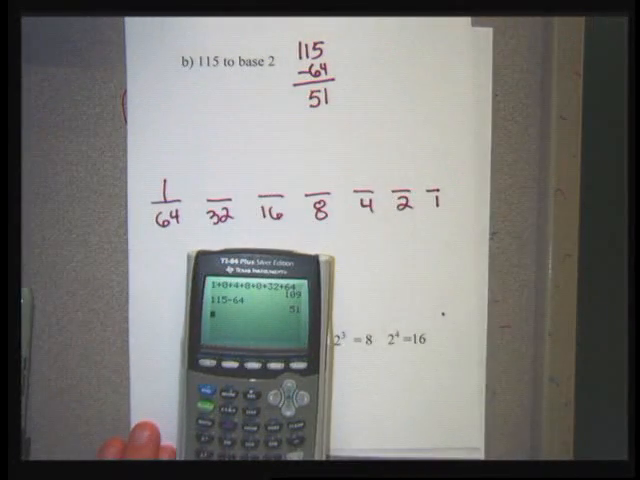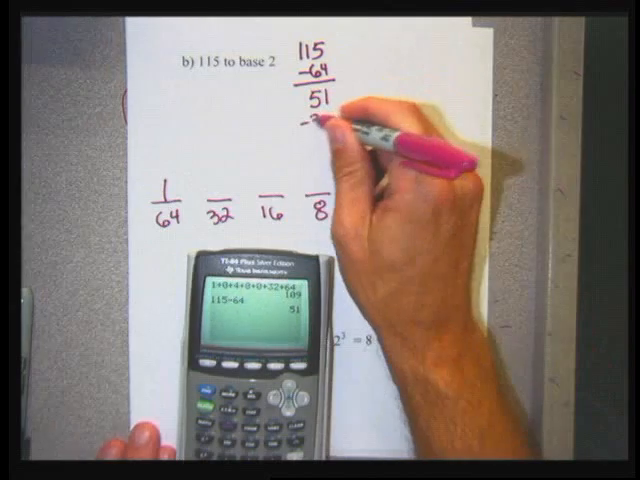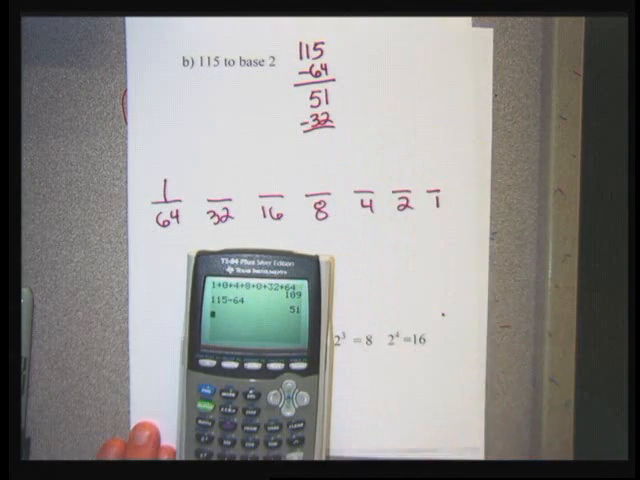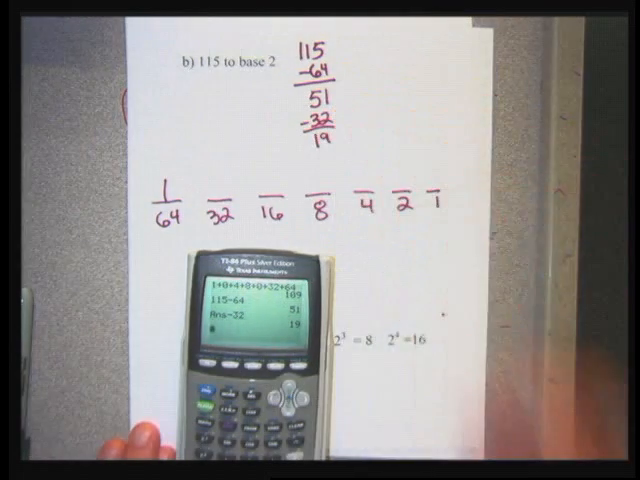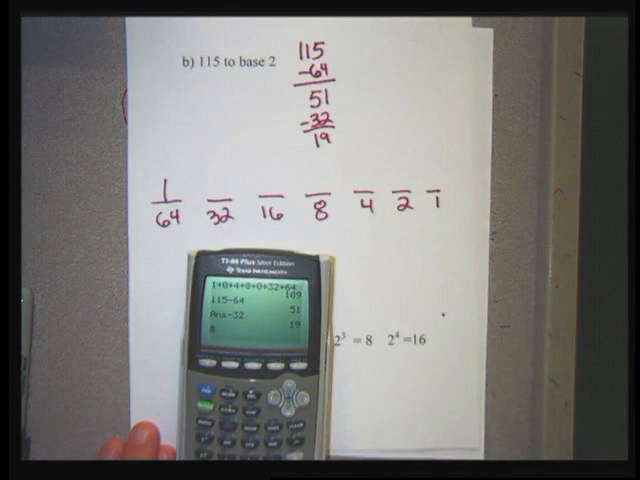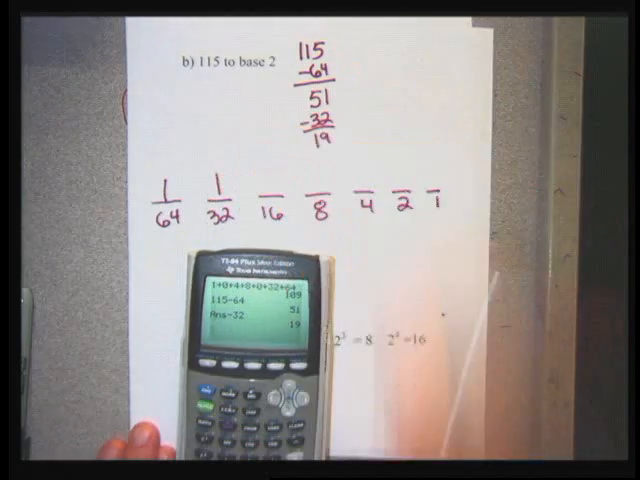Now I'm going to start subtracting 32 and see how many times I can subtract 32. I subtract 32 once, and I get 19. If I tried to subtract 32 again, I'd get a negative, so I'm done with the 32. I was only able to subtract it once.